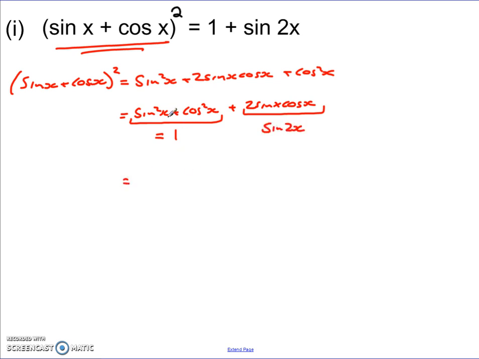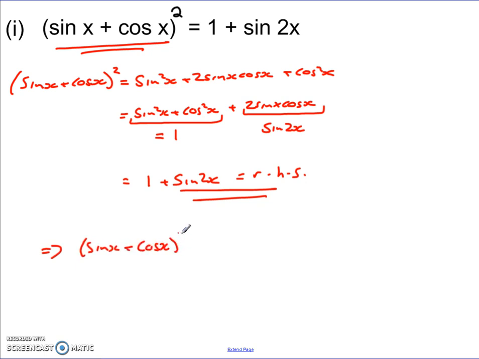So what that means is I've essentially got this bit here, which I know is 1, plus this bit here, which is sin 2x. And when you look at that, that equals the right hand side. So what we've done here is we've proven this. We have to tell them that. We then say, therefore, (sin x + cos x)² equals 1 plus sin 2x. Now I can tell them it's right. Now I've shown this is the case. We have to get to that point.